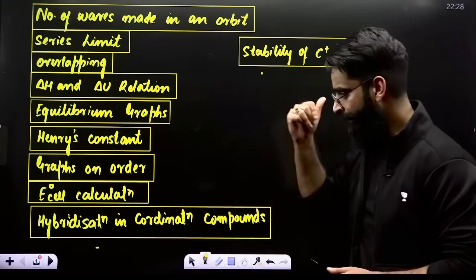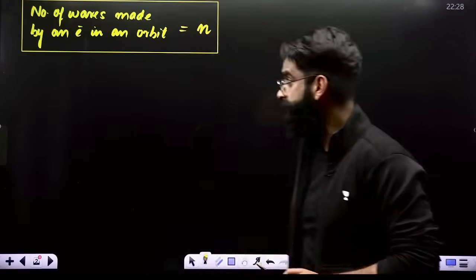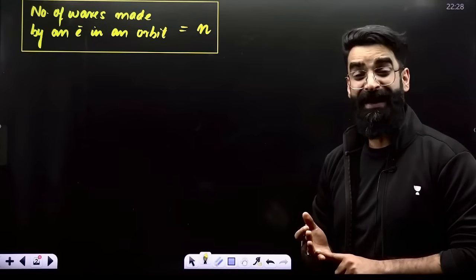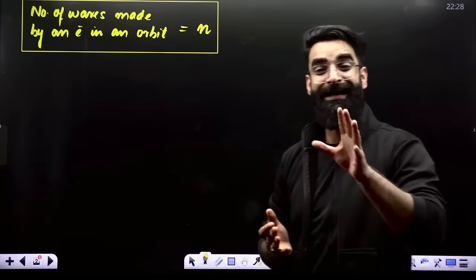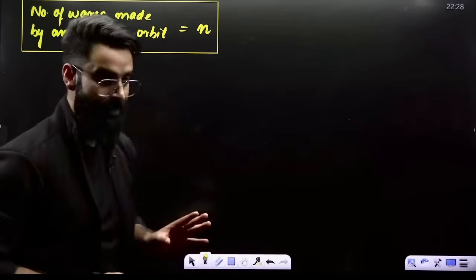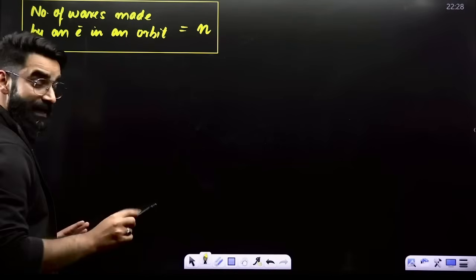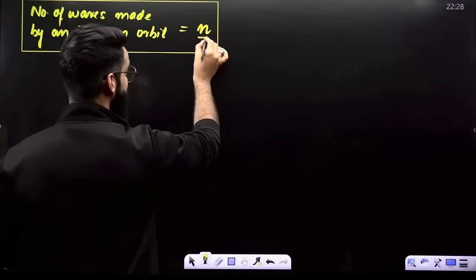The first topic, what is that? Frequently asked question. Calculate the number of waves made by the electron in the Bohr's orbit. My dear students, one simple thing you have to remember. Number of waves made by an electron in an orbit is always equal to the value of n.